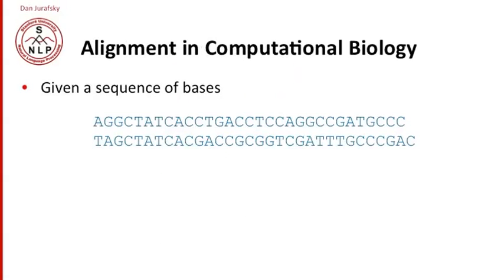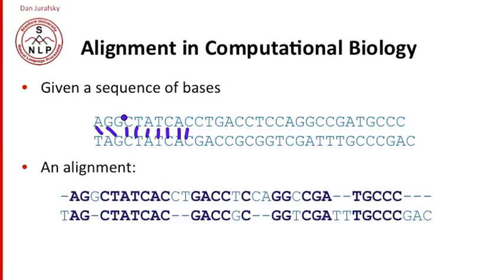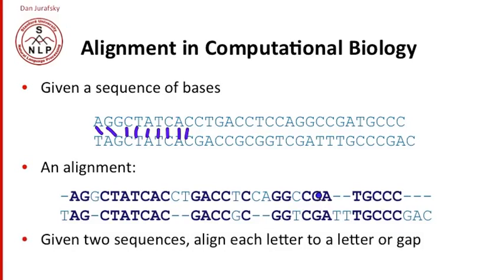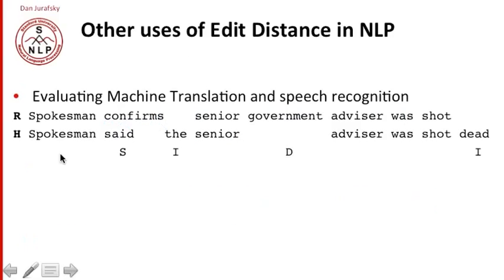In computational biology, we've seen sequences of bases, and our job is to figure out that this A aligns to this A, and this G to this G, and maybe this T, A and T, and C, A, C, and so on. This C to here, so we can see that there's some kind of insertion there, and we can represent, again, that alignment between characters by showing this aligned string of symbols. So the task is, given two sequences, align each letter to a letter or a gap. That's our task in biology. Edit distance comes up all over the place.